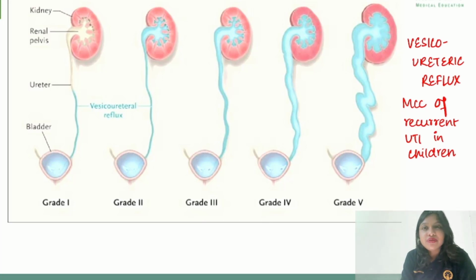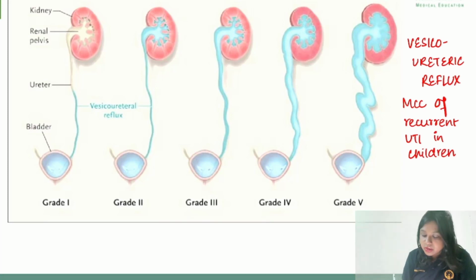The answer will be VUR. And number 2, we need to remember the investigation of choice of vesico-ureteric reflux, or the investigation of choice of the most common cause of recurrent UTI in children. In both cases the answer is the same. If you are asked the investigation of choice in a child with recurrent UTI or in VUR, the answer to both these questions is similar.